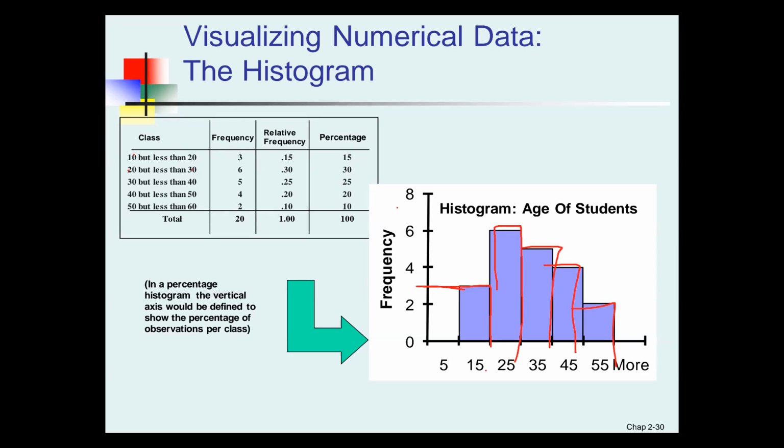The relative histogram is when you use the relative frequencies instead of the frequency. The relative frequencies are found by dividing the frequency by the total frequency. Did you get that one? For example, you have 3 divided by the total frequency, which is 20. 3 divided by 20. What do you get?